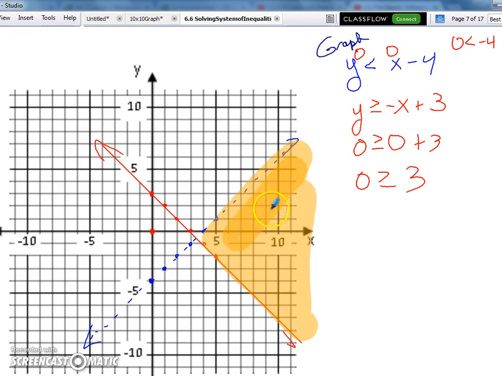All of these points in here will work on both of those equations. You can actually check that too. You can pick some random point in here, like 10, 0, and plug it into the blue equation and plug it into the red equation and see if it works on both equations. So every single one of these points in here will work on both of these two equations.